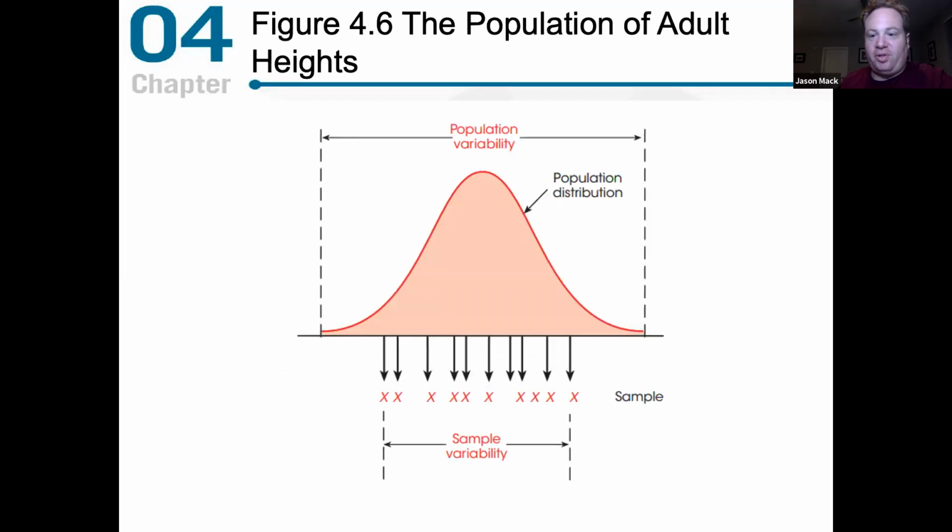So this is the population of adult heights, which forms a normal distribution. If you select a sample from this population, you are most likely to obtain individuals who are near average in height. As a result, the variability for the scores in the sample is smaller, less spread out, than the variability in the scores for the population.